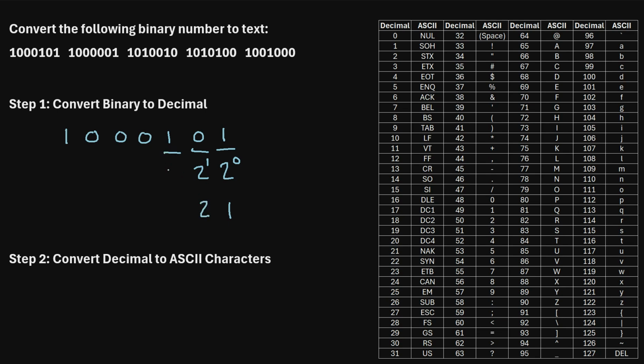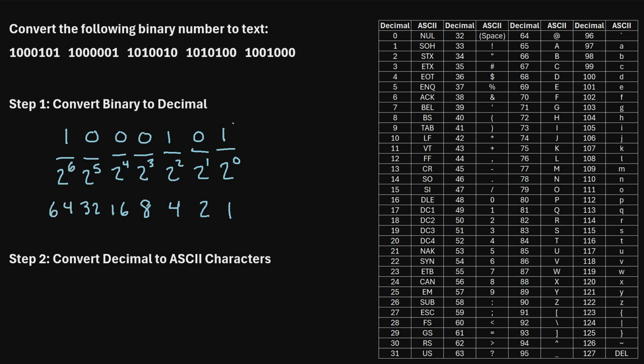The next digit is 2 to the second power. So 2 squared, that's 4. The next digit is 2 to the third, which is 8. The next digit is 2 to the fourth, which is 16. And the next digit is 2 to the fifth, which is 32. And this final digit over here is 2 to the sixth power, which is 64.